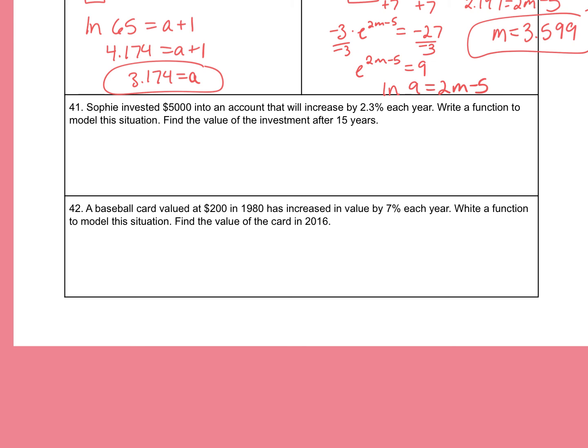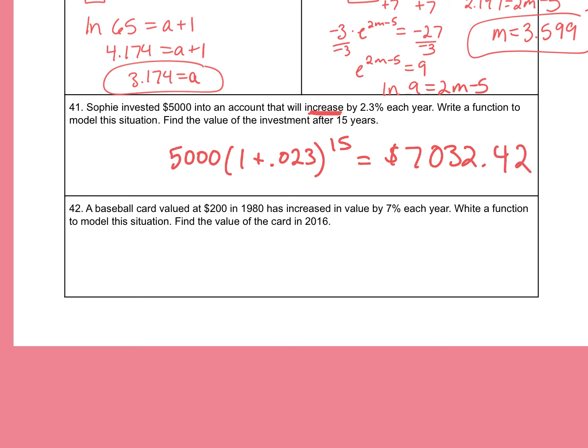So number 41, she invested into an account that's increasing by 2.3%. Write a function to model this and then find it after 15 years. So we know that that's going to be growth. If it says increasing, it means growth. So we'll plug in that initial value times 1 plus the rate to the t power. So it should be set up just like that. And when you type that in, you should end up with $7,032.42 when you round.